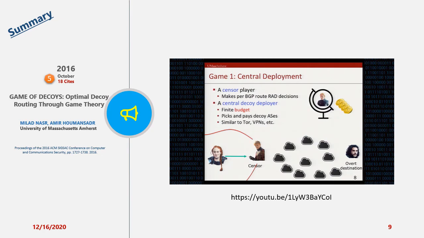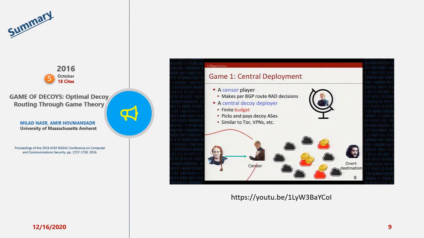And this organization, depending on which autonomous system is a better fit for running this decoy routing system, will spend this budget to pay some of the autonomous systems on the internet to deploy the decoy routing system, right? So it has a budget. It will pay a selected number of autonomous systems, and these autonomous systems will be decoy routers. All right, and this kind of deployment strategy is similar to how many of today's circumvention systems work.